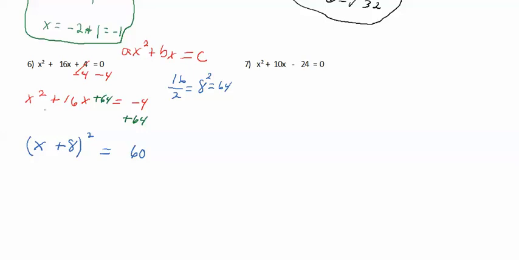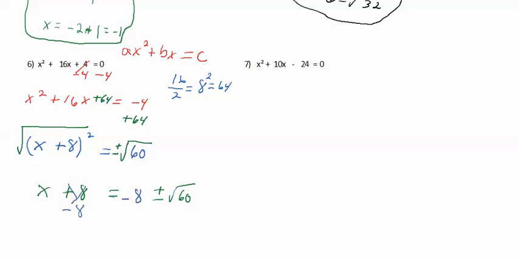Next step, I take the square root of both sides. Square root of this side, plus or minus the square root of 60. Now I have x plus 8 is equal to plus or minus the square root of 60. Final step, get x by itself, so I'm going to subtract 8. So my x is equal to negative 8 plus or minus the square root of 60. And at this point again, we haven't learned how to simplify, so we're just leaving this as our final answer for today.